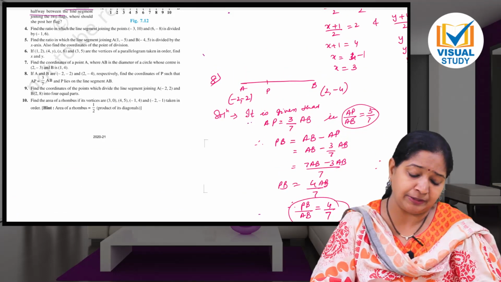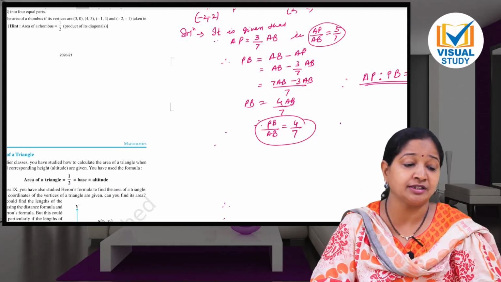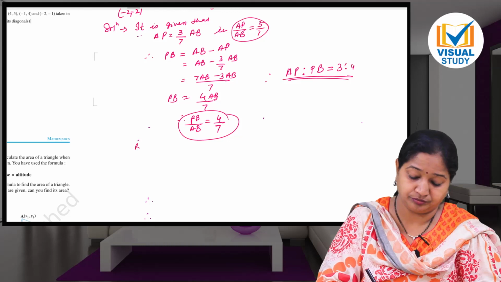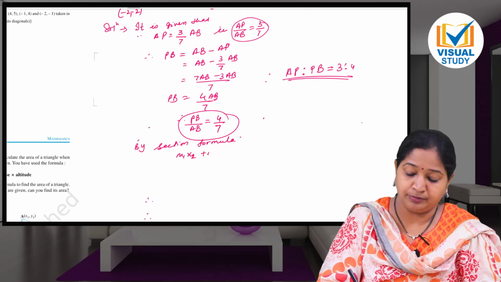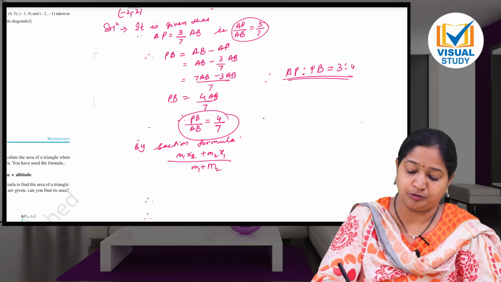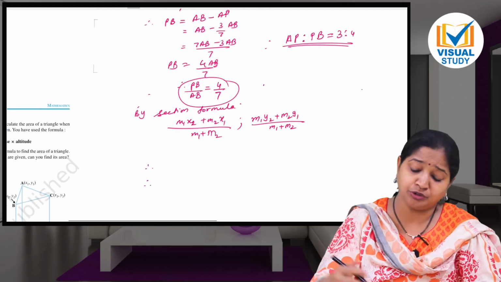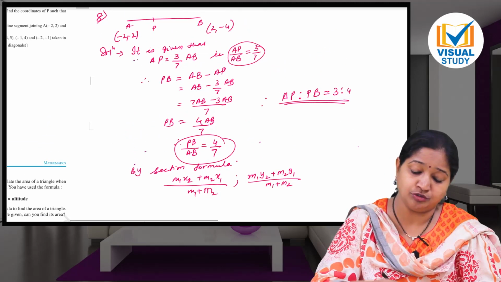And A and B points you have. So you can find out the coordinate of P by using our section formula. Again, write the section formula here: (m1x2 plus m2x1) upon (m1 plus m2), and (m1y2 plus m2y1) upon (m1 plus m2). Substitute the values you have got. Your ratio is 3 is to 4.